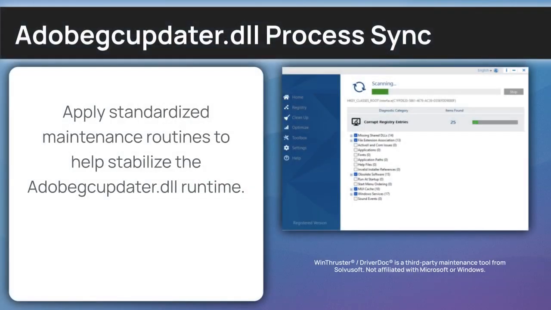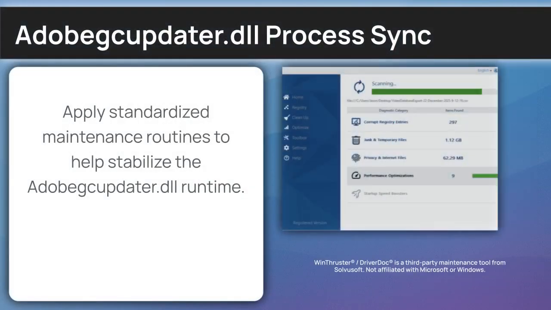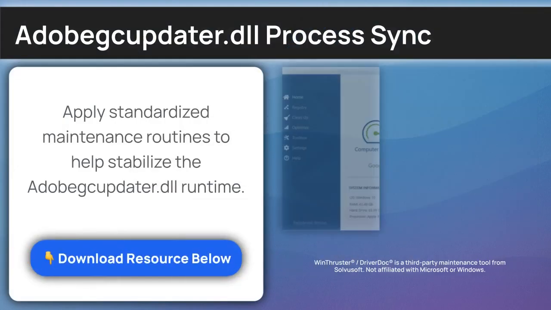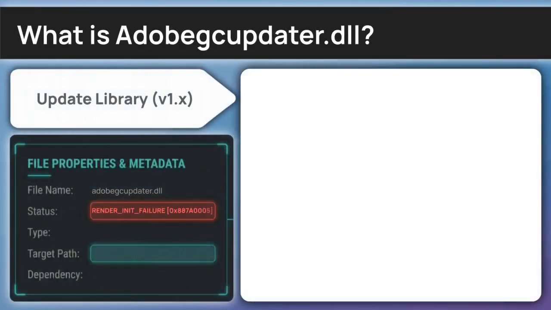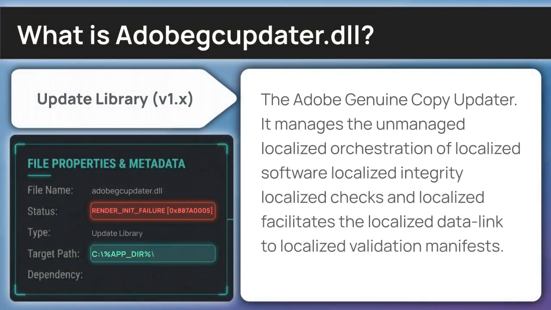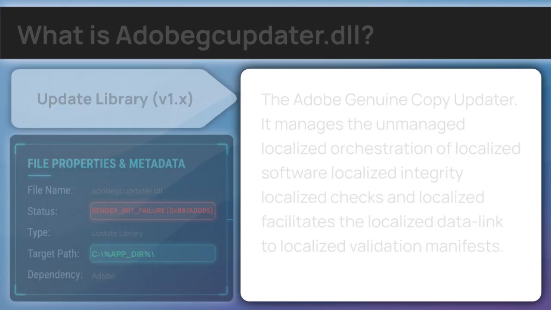While preparing the manual steps for Adobe Updater, check for an official tool to assist with background synchronization. This is the Adobe Updater, the Adobe Genuine Copy Updater. It manages the localized orchestration of software integrity checks and facilitates the data link to validation manifests. With the explanation out of the way, let's refresh the affected files.